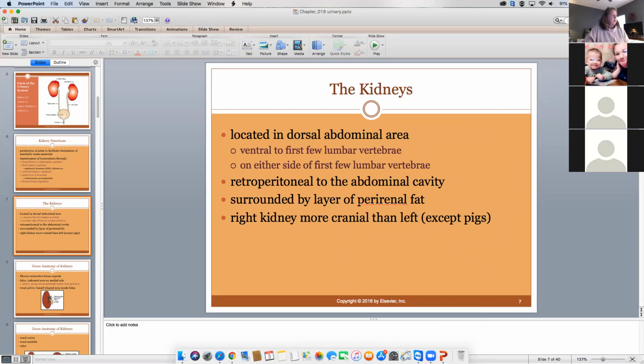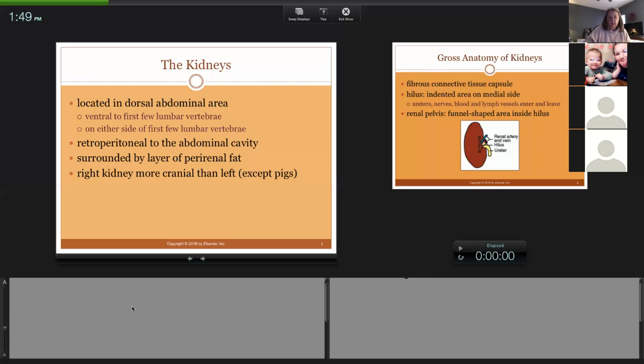Okay, so I do want you to be able, on a test, if I ask you to describe where you find the kidneys, to explain it using these terms. Because some people just say, oh, they're in the cranial abdomen. There's a lot of space in the cranial abdomen. So they're ventral to the first few lumbar vertebrae on either side, and they're retroperitoneal, meaning retro is kind of like backwards or underneath. They're under the peritoneum and they have a large amount of fat.